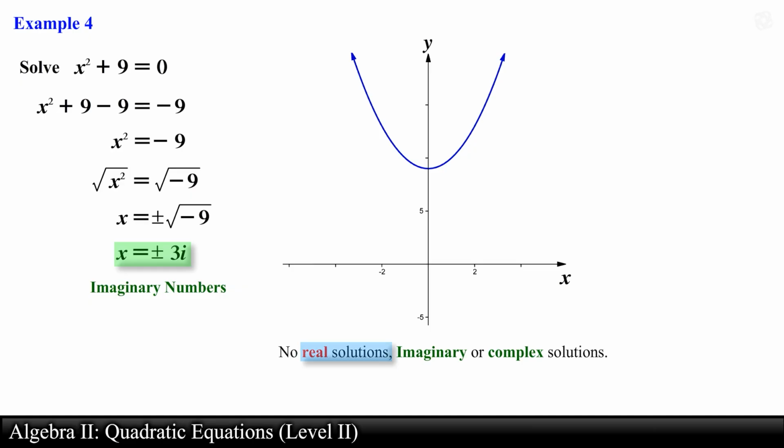A quadratic can have either real or imaginary solutions, so don't freak out if you end up with imaginary numbers as your solution. It's completely normal. Alright, let's try the final example. Solve the equation 4x squared minus 9 equals 3 plus x squared.